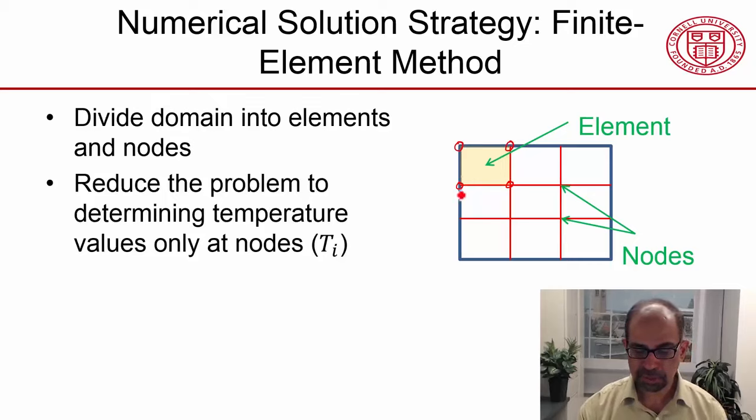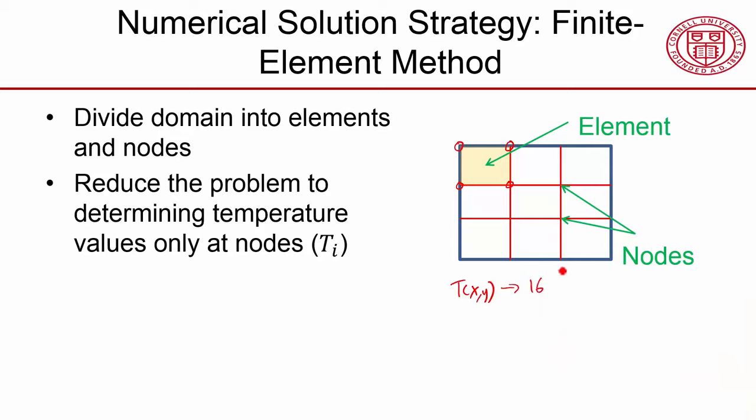And then we reduce the problem to determining temperature only at the nodes. Here I have 16 nodes, 4 times 4, four rows of these. So I have 16 nodes. So I'm going from determining temperature everywhere, so needing to determine a 2-dimensional function, to determining 16 temperature values. And that's a big simplification, and that's the advantage of discretization.